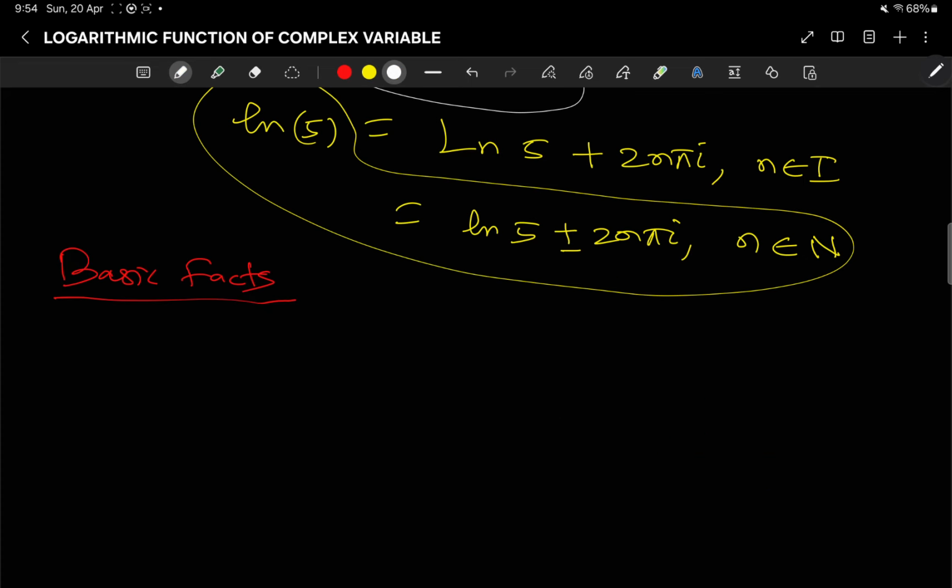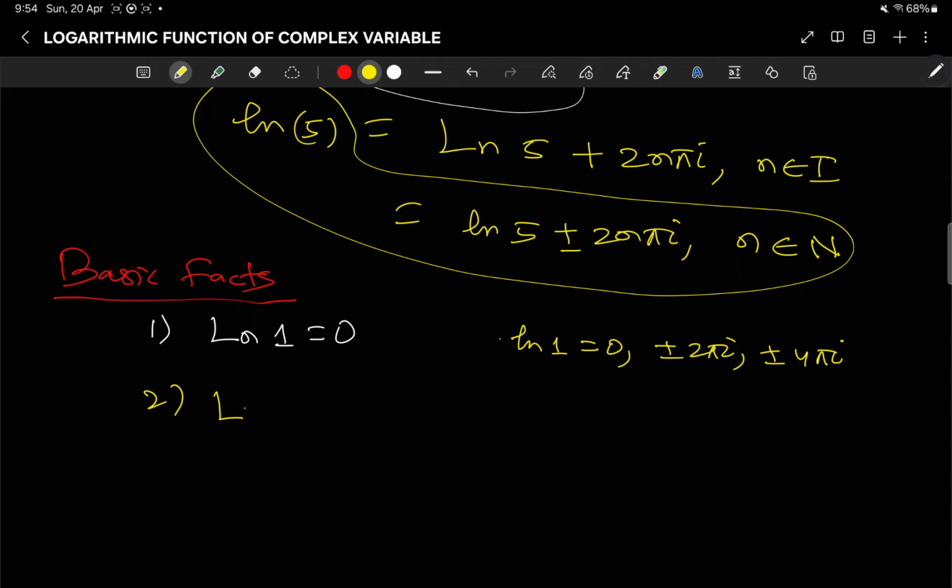Some basic facts. If I say what is your ln 1, it is 0. However, for the general value, ln 1 will be 0 ± 2πi, ± 4πi because of the periodicity. The principal value of ln(−1) is simply πi, but the general ln(−1) will be ± πi, ± 3πi, ± 5πi, in that way, right?